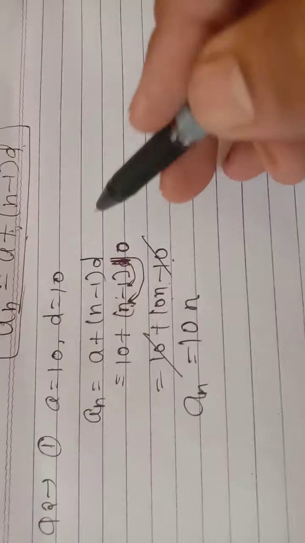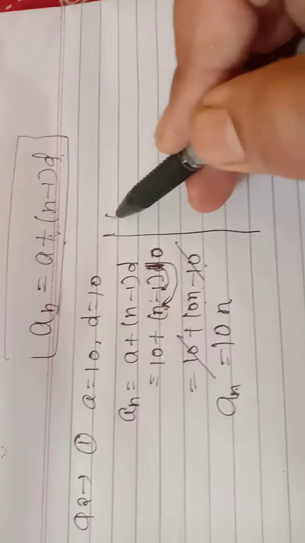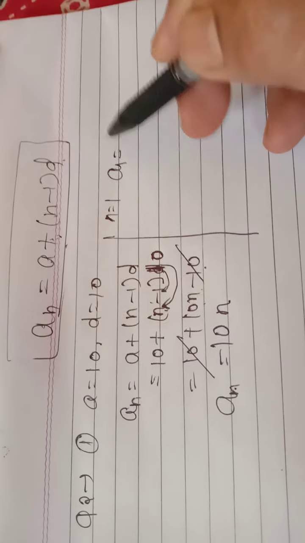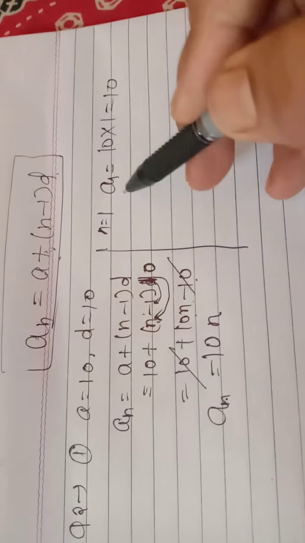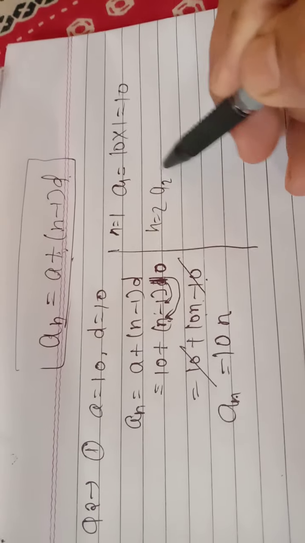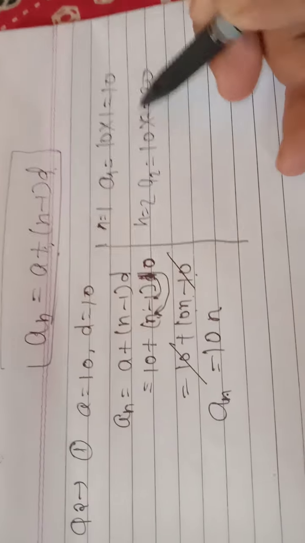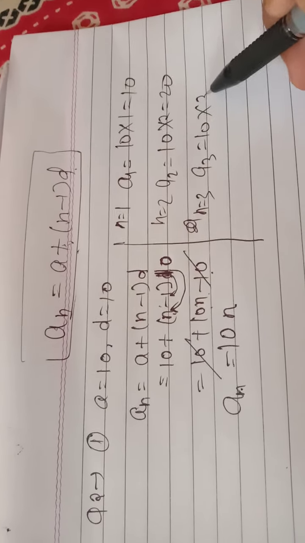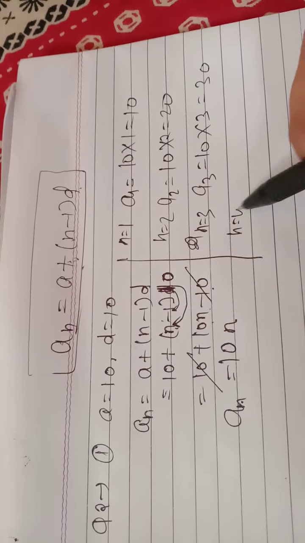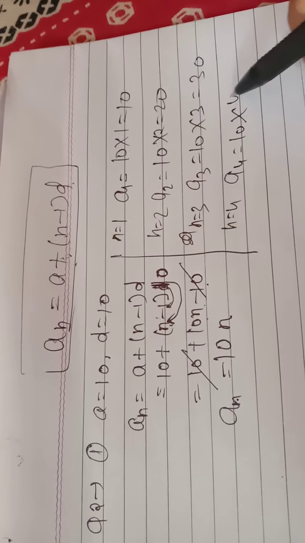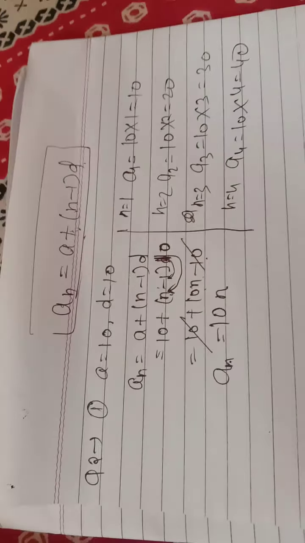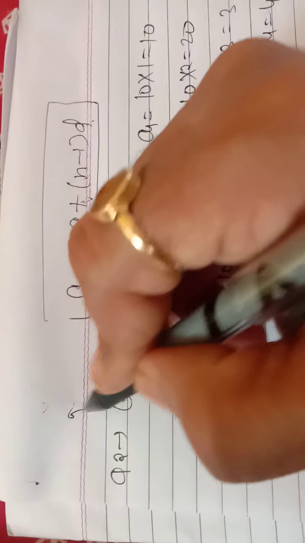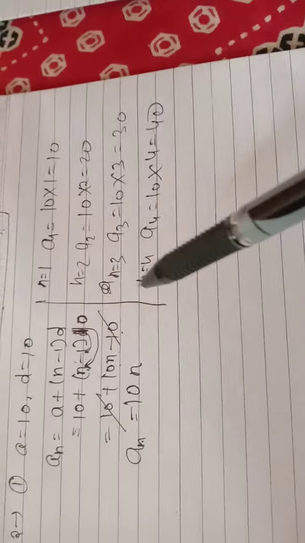Now we have to find the first 4 terms. If I put n is equal to 1, the first term is 10 into 1, which is equal to 10. For the second term, 10 into 2 is equal to 20. For the third term, 10 into 3 is equal to 30, and for the fourth term, 10 into 4 is equal to 40. So whenever you have to find a term, the number of terms, or the nth term, remember this general formula that we did in our yesterday's lecture. Okay, so this is the first question.